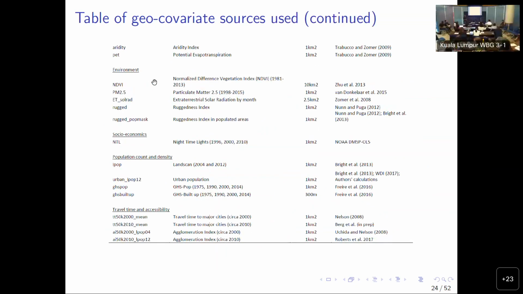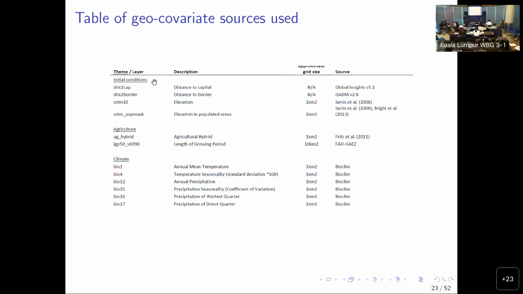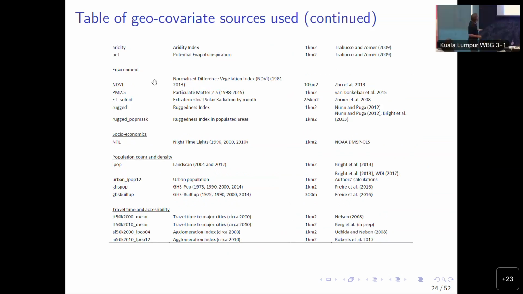Here are some tables that give you, if you want to glance at them, a rough sense of some of the covariates we're working with that can be extracted from remote sensing data. So this is distance to the capital, the border, elevation data, population density, all kinds of agricultural variables, climate variables, temperature, rainfall, potential evaporation, pollution data, greenness, ruggedness, nighttime lights, population counts, travel time to major cities of different sizes. There's a lot. All of this is freely available.